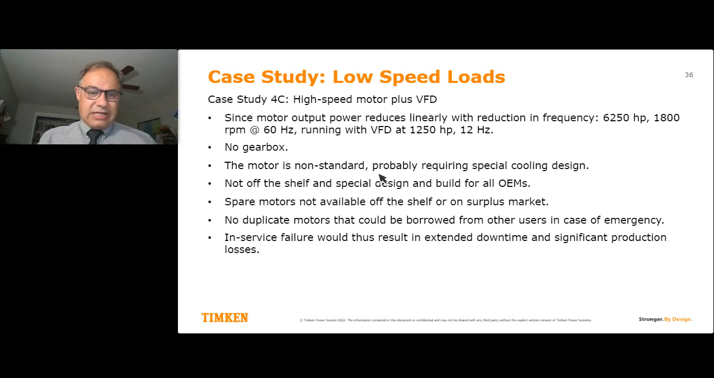It's a non-standard motor. It probably requires special cooling because of the low rotational speed. It's definitely not off the shelf. It's a special build. Again, spares are not available, and neither on the surplus market. There are no duplicate motors I can borrow from somebody else. And an in-service failure can result in extensive downtime and significant cost.